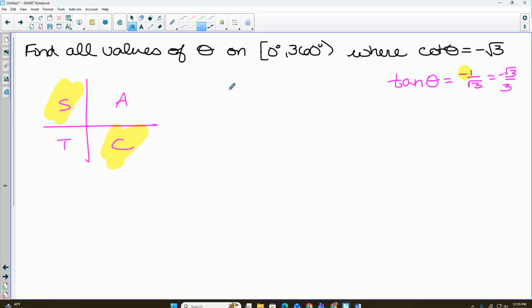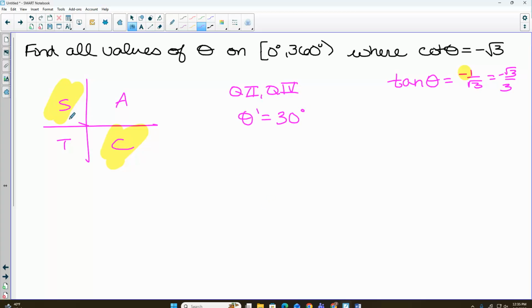So, on the quiz, in your work, I want to see your quadrant, and then I want to see your reference angle. The reference angle is from your hand trick. When is tangent radical 3 over 3? So tangent of 0 is 0. Tangent of 30, 1 over radical 3. That's it, isn't it? So it's 30 degrees.